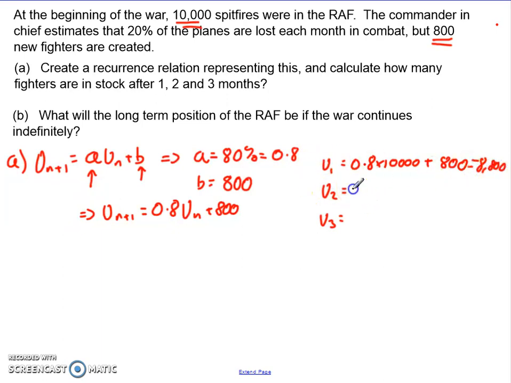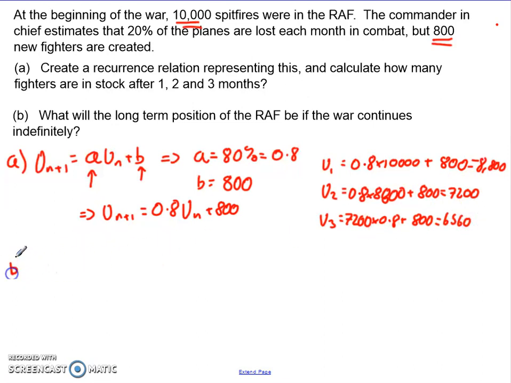We can then do the second year, so 0.8 times our previous year, so that 8,800, add on the other 800 we're going to get. Stick that on your calculator and do it, you get 7,200 planes. Third year, we take the 7,200 from the previous year and times it by the 0.8 this time. Then we add on the 800. Doing that, what we find is we've got 6,560 planes left.